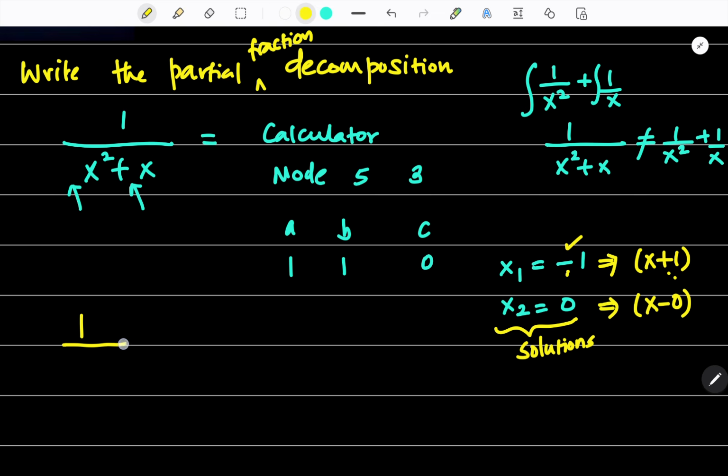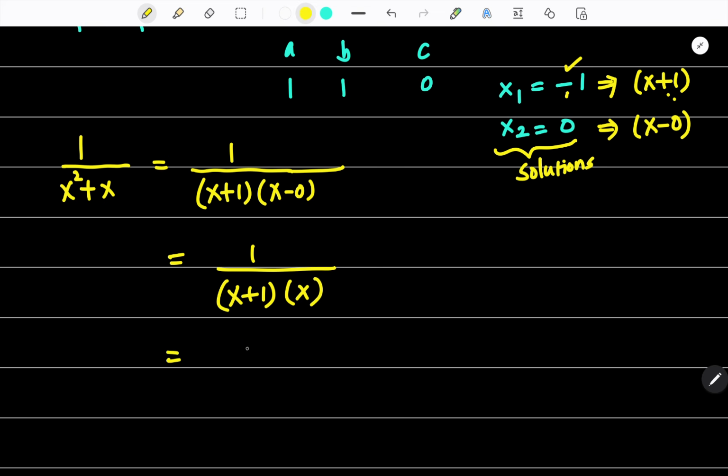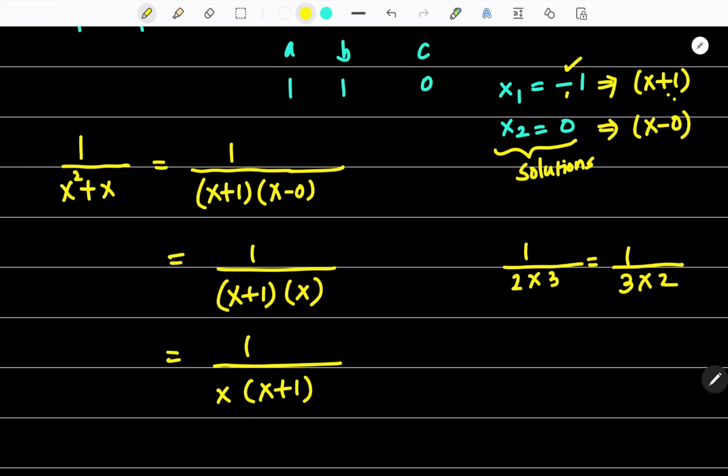So the given question, 1 divided by x square plus x, can be written as 1 divided by (x plus 1)(x minus 0). So this equals 1 divided by (x plus 1) times x, since x minus 0 is nothing but x. Better write the single term first and the bigger term, meaning the one with extra added terms, next. You can write 1 divided by 2 multiply 3, or 1 divided by 3 multiply 2. Both are the same.